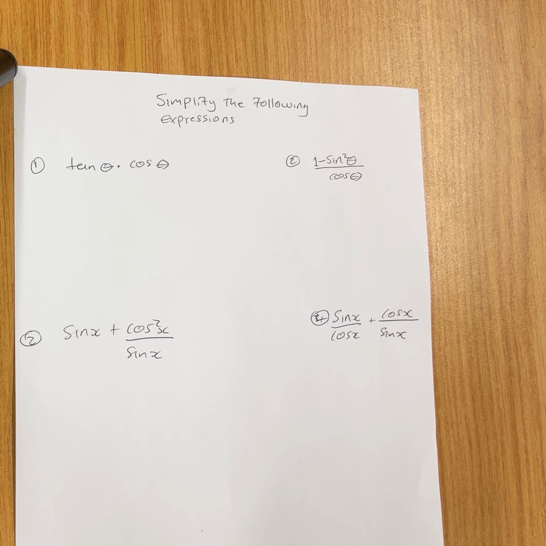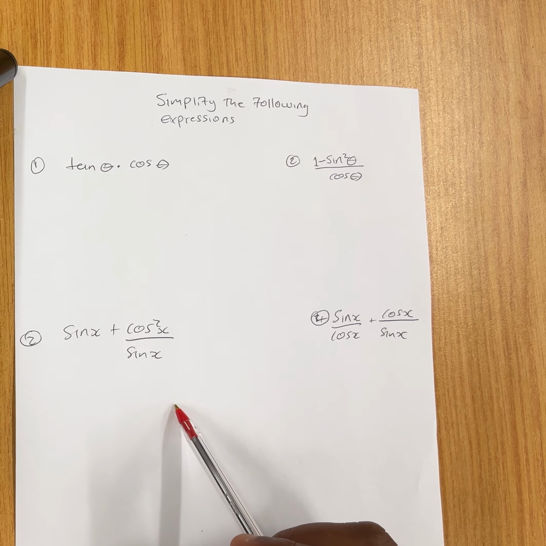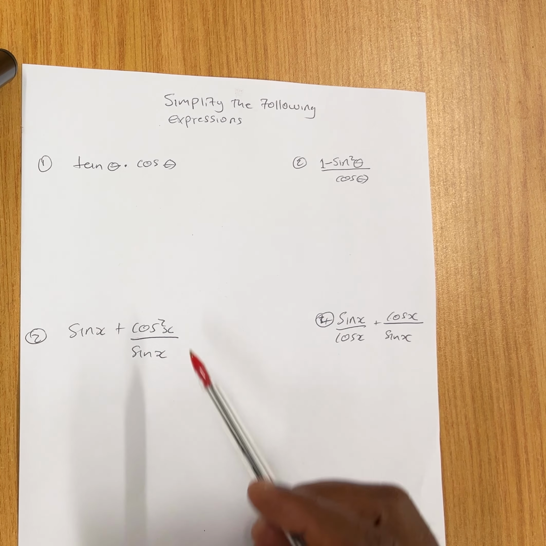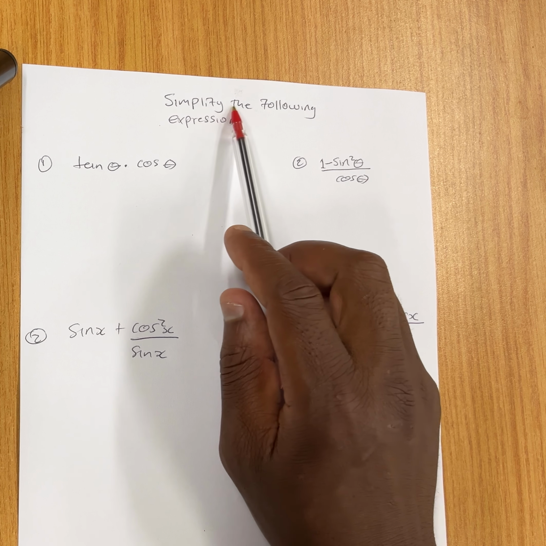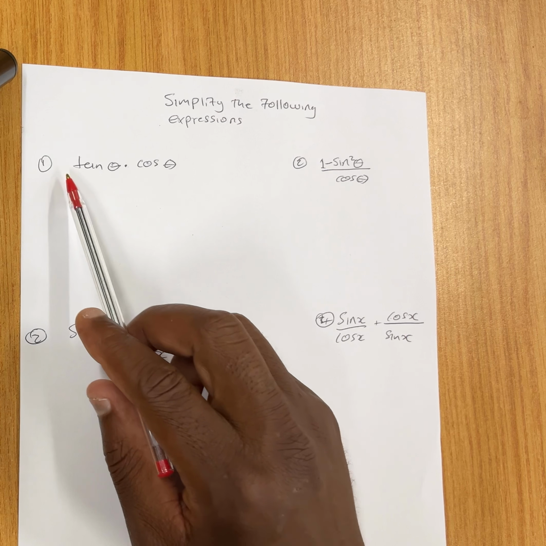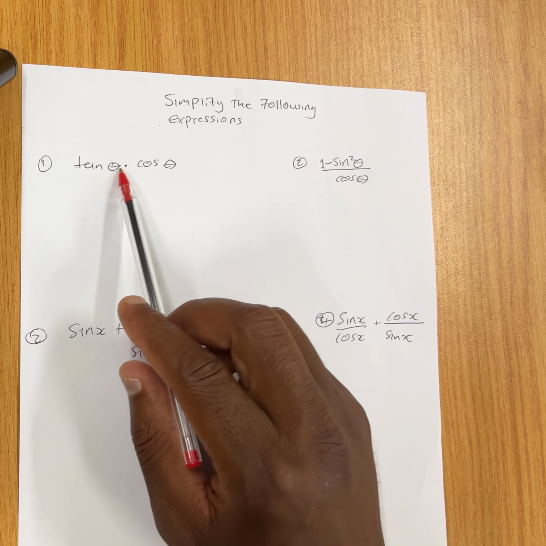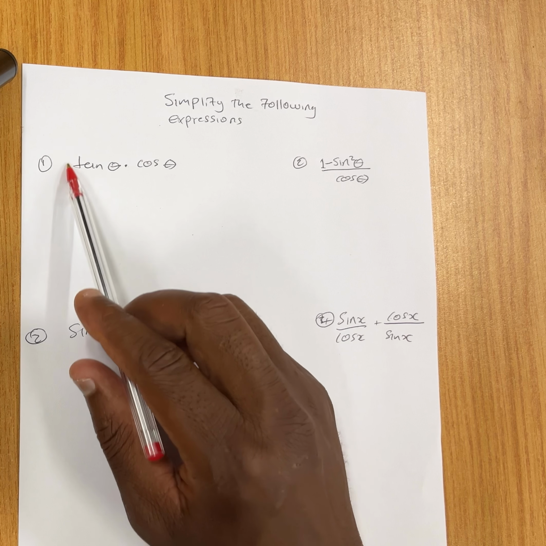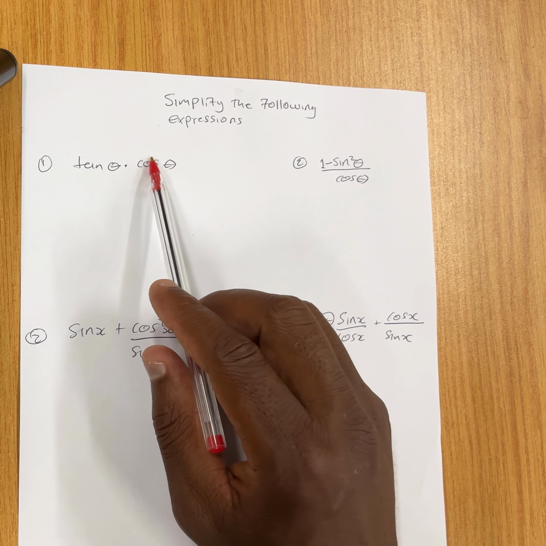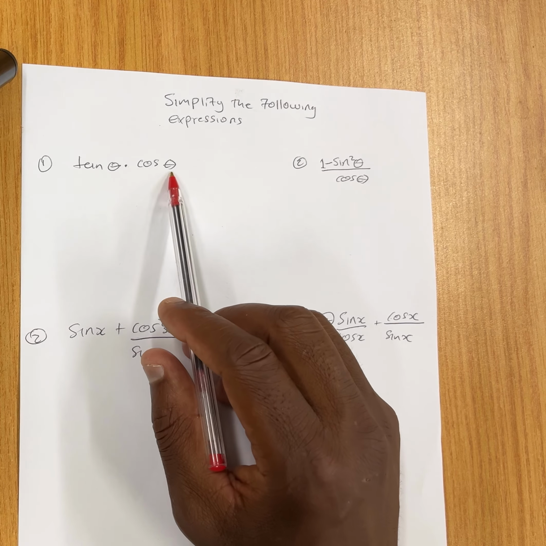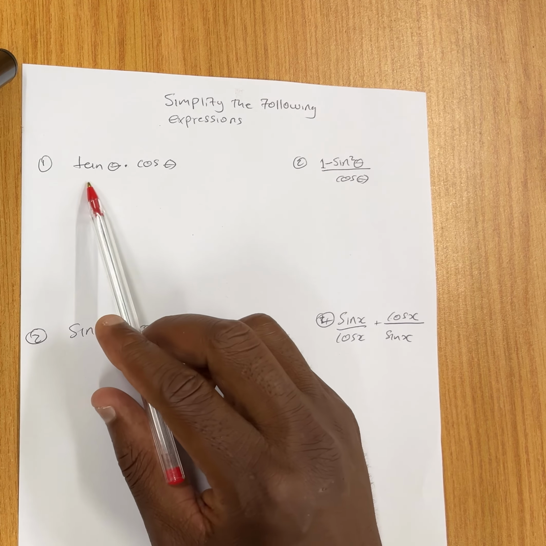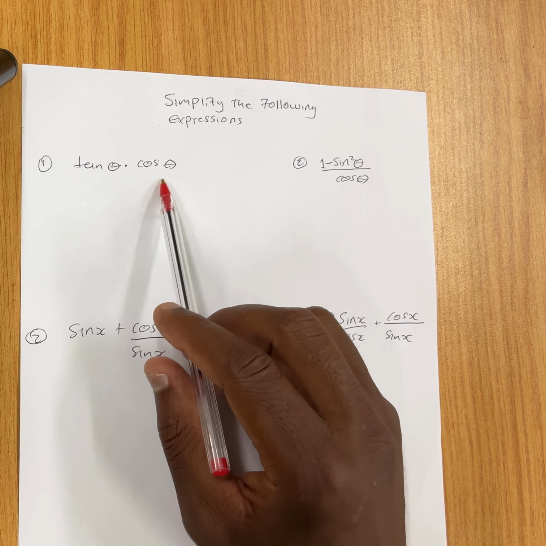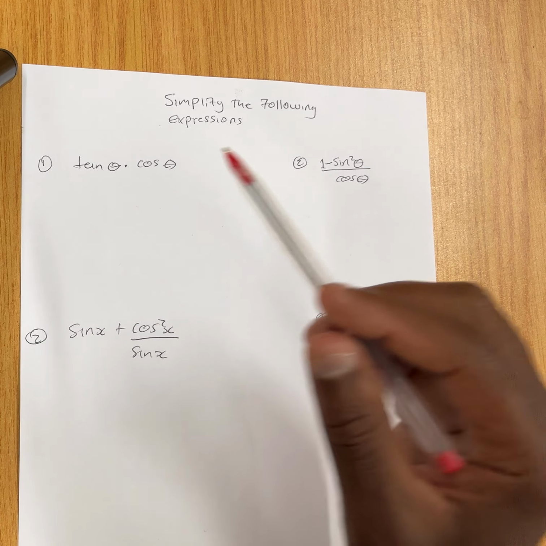Let's look at these four expressions here, which is grade 11 mathematics under trigonometry. Simplify the following expressions. Number one, we are given tan of theta times cos of theta. In this case, we need to reduce this expression into its simplest or cleanest form without changing its value. Or sometimes I can just say that we need to reduce the expression to fewer terms, right?